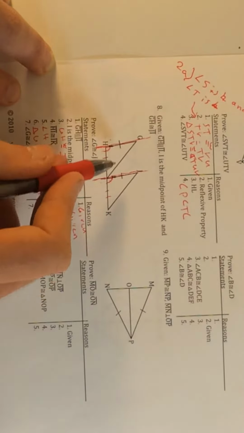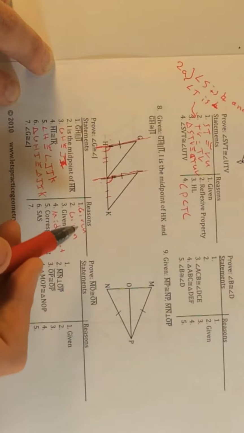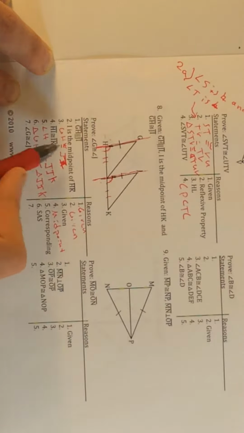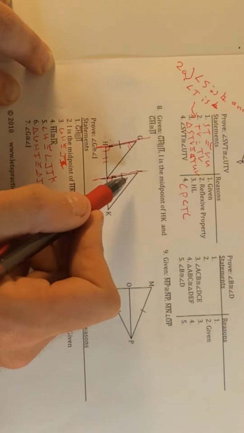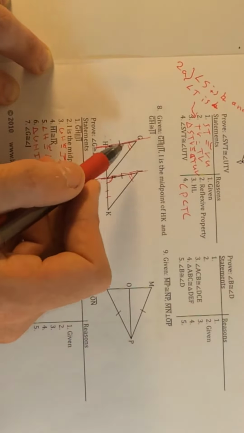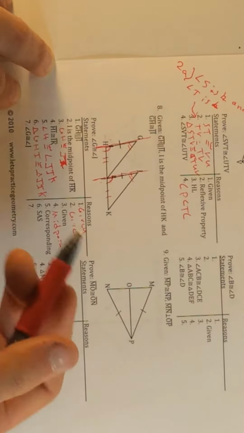So thus, because they're congruent triangles, we know that all corresponding parts of those triangles are congruent. So hence, angle G will be congruent to angle J. We also know that these sides would be congruent and that these angles would be congruent. We know that all the corresponding parts will be congruent. Okay, so that was number 8.